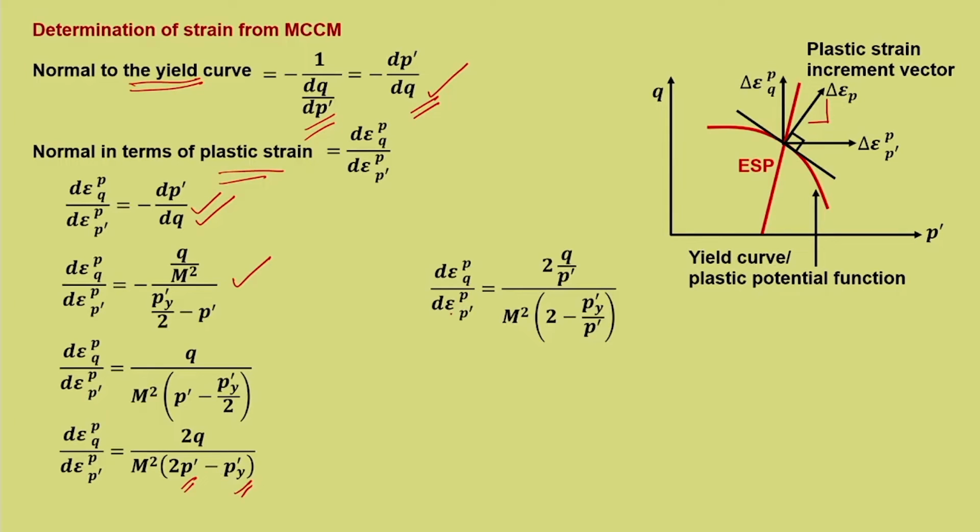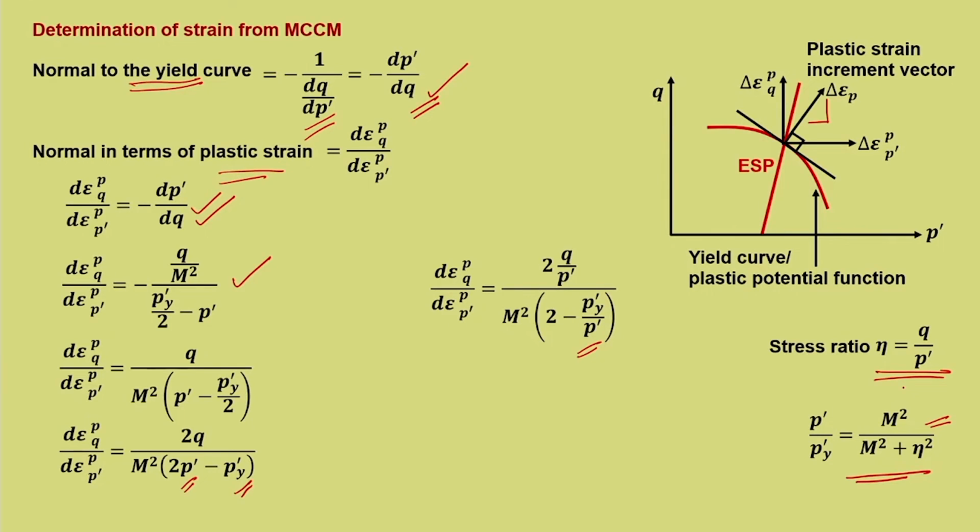dε_q^p/dε_p'^p, again it can be written as 2q/p', that is you are dividing it by p', M²(2 − p'y/p'). So, q/p' is nothing but the stress ratio η, which we have seen in our previous discussions. And we have also derived the equation for p'/p'y, which is equal to M²/(M² + η²). Please refer to the MCCM discussion for this.